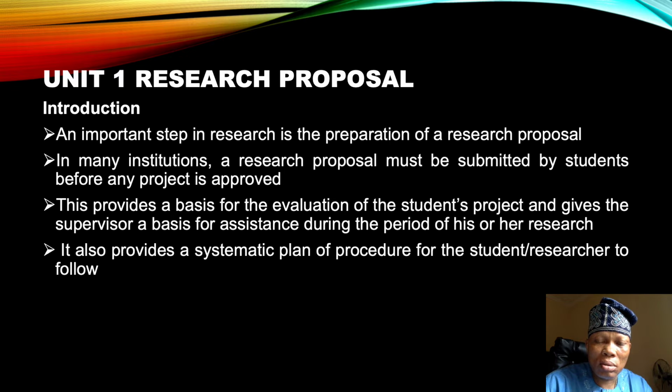Now, I told you some time ago that in a few months' time, you'll be allocated to supervisors for your final year thesis. And after your supervisor must have approved a topic for you, he or she will tell you to go and bring your proposal. Now, what are the things that are supposed to be in your proposal? When you are asked to go and write a proposal, what are the elements that should be included in a research proposal, or what does a research proposal look like? This is what we are about to discuss.